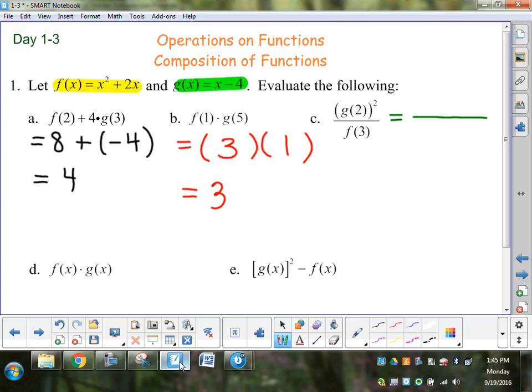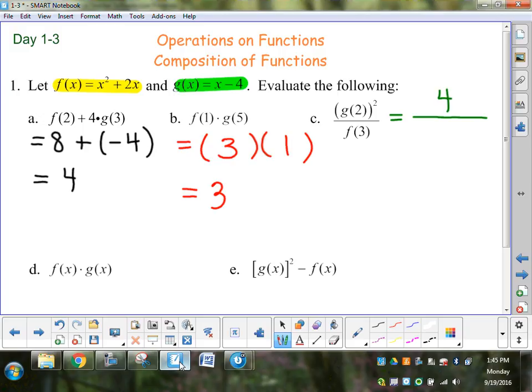Caleb S., what do you say? 4. And then we're going to take that number and, well, careful. g of 2 is what? It's negative 2. Negative 2 squared gives you 4.